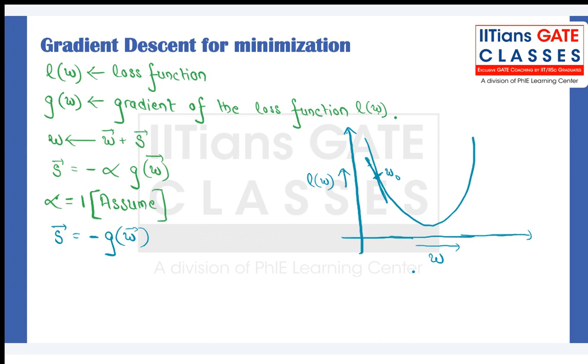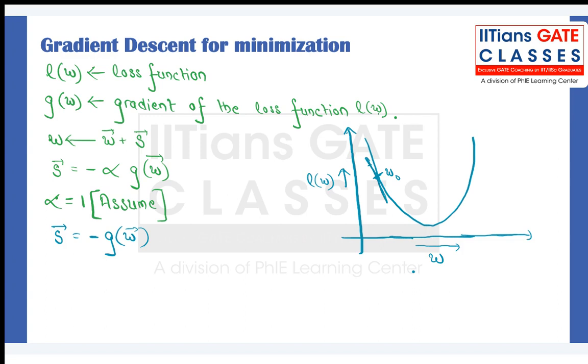The gradient will be positive or negative? The gradient is negative, right? The slope is downward. It's negative. So if the gradient is negative, then what I'm doing here is taking the negative of the gradient, which means negative and negative gives positive. So I'm increasing the value of W by GW, right?